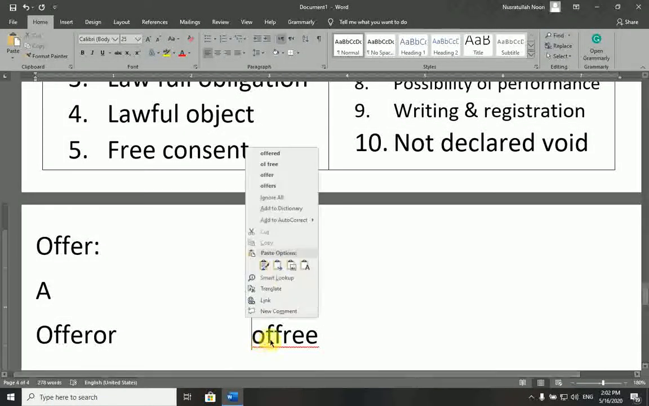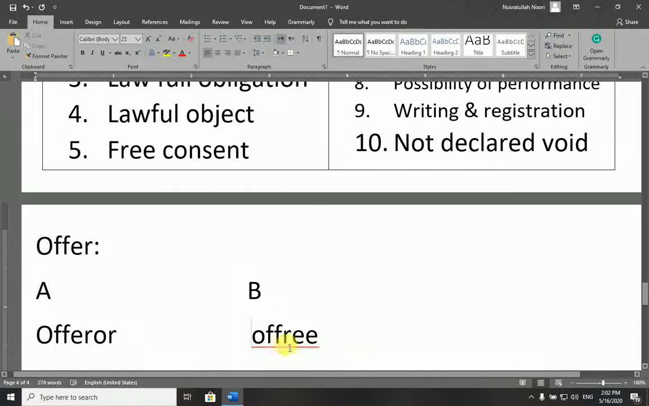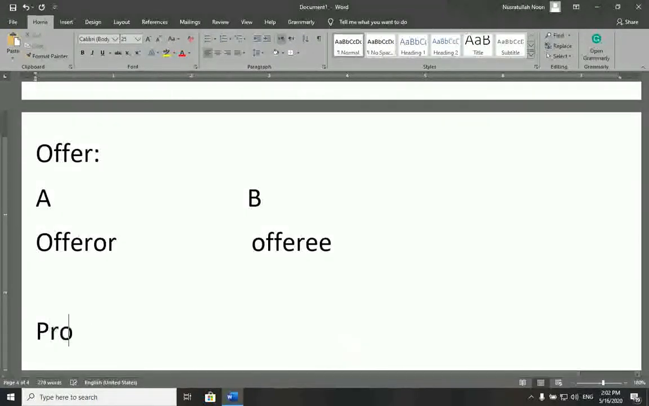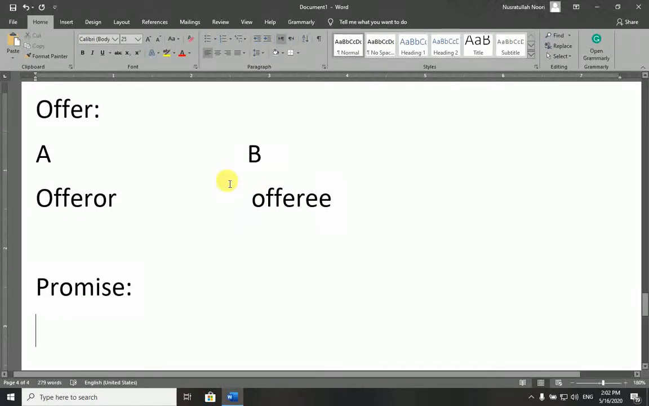So offerer and offeree, right? When an offer is made, at the time of making the offer, the first party making an offer is called offerer, the party to whom the offer is made is called offeree. Now when that offer is accepted, it becomes a promise. It becomes what? Promise. When offer is accepted by party B, this offer becomes a promise. When rejected, there is nothing.